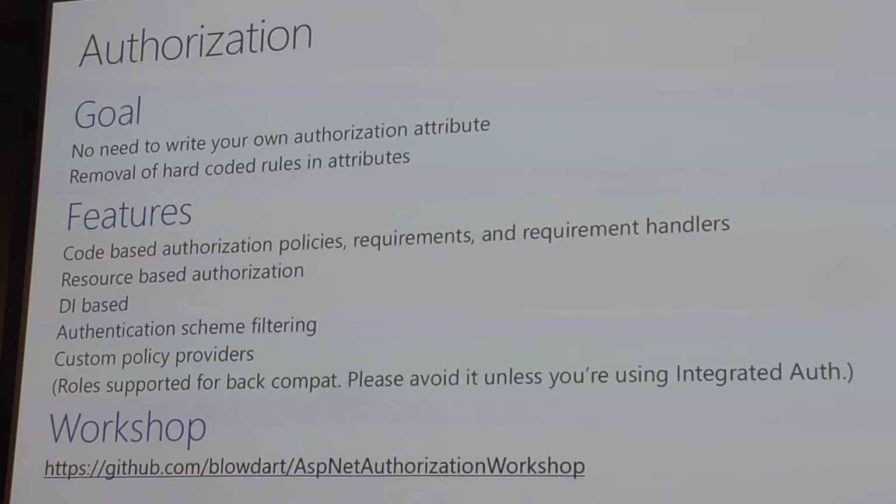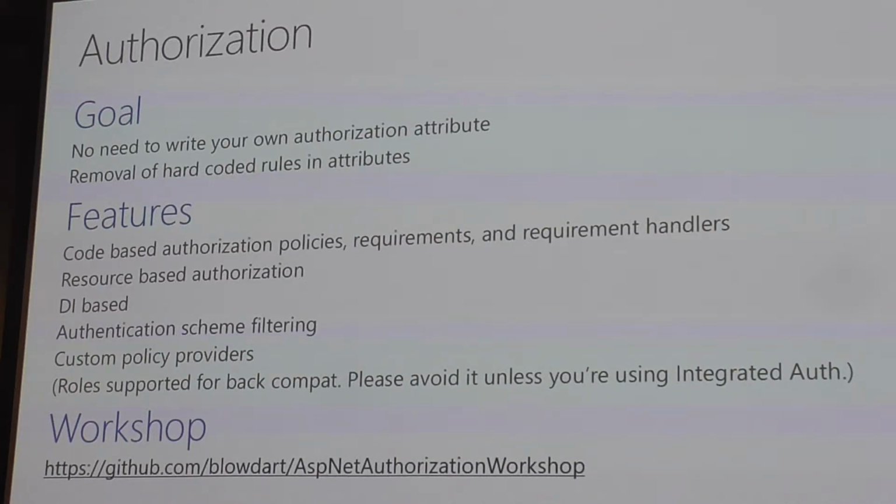So we removed the idea of hard-coded rules and attributes where you could specify roles, or you could specify a username because someone thought that was a good idea. And we moved everything so you can use policies. And policies are just stuff that you express in code. And then you have policies, you have requirements, and you have requirement handlers. A policy is made up of one or more requirements, and a requirement can have one or more requirement handlers.